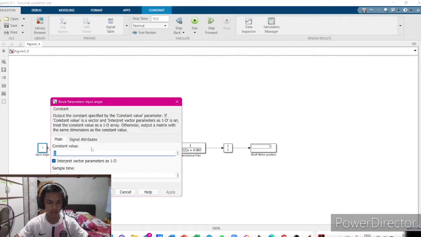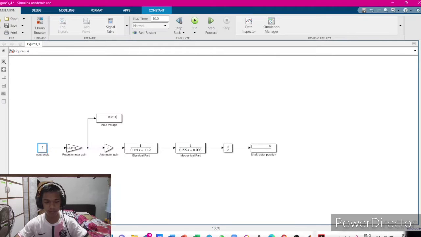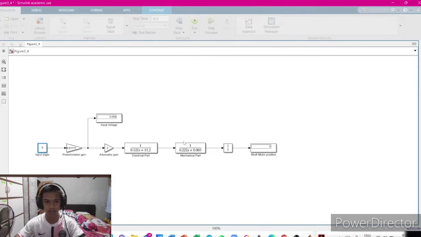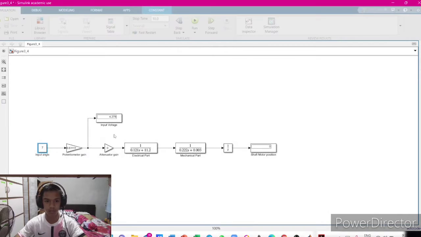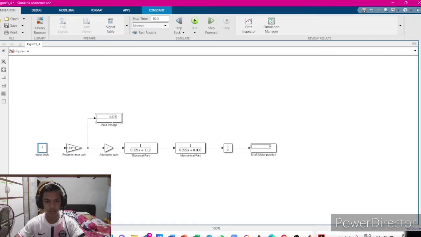Then we increase the input angle, for example 5. Then the input voltage 3.056 will increase, but the shaft motor position will remain 0. Then we increase again like 7. So we see the input voltage will increase to 4.278 and the shaft motor position will remain 0.